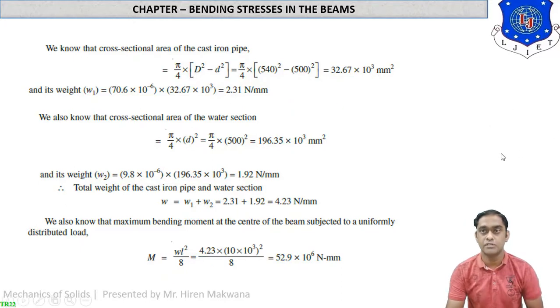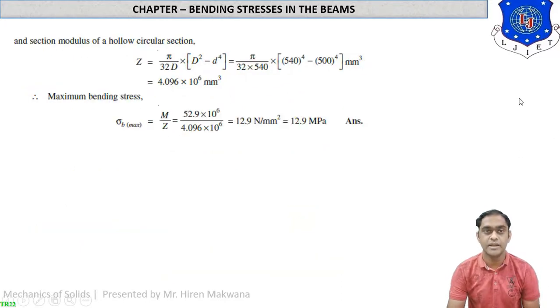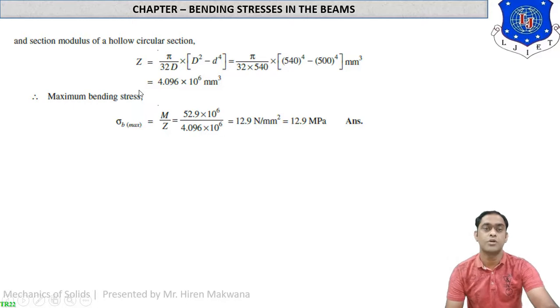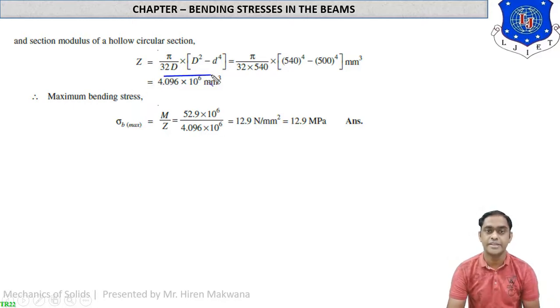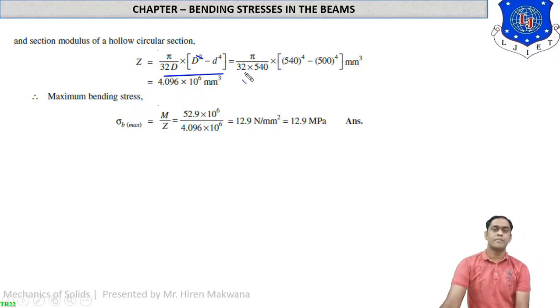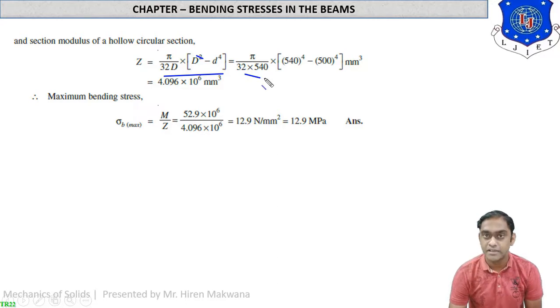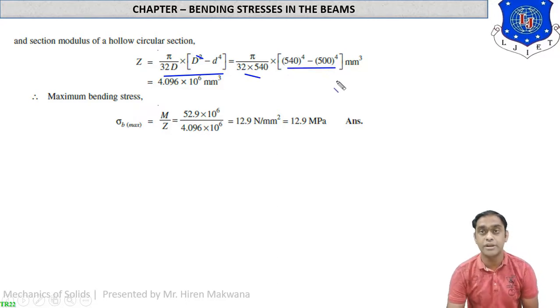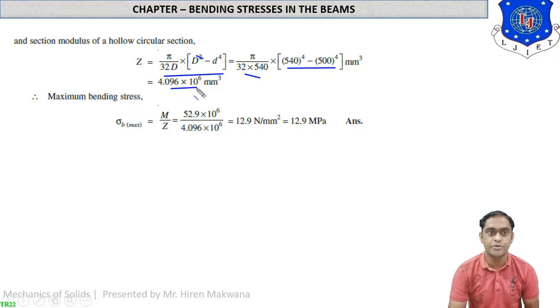Now we are interested in calculating the bending stress. So now section modulus is pi by 32 d into (D⁴ − d⁴) by D. Here it is again a printer mistake, D raised to 4 will be there. So pi by 32 into 540, external diameter; the internal diameter we have calculated with the help of the thickness of the pipe. So now section modulus will be 4.096 × 10⁶ mm³.